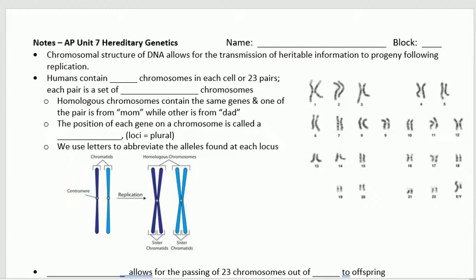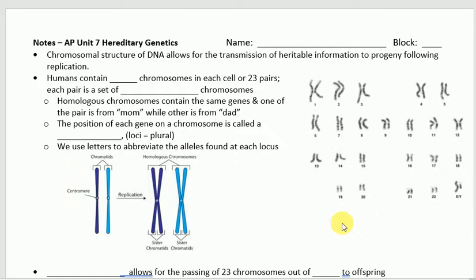Welcome to Lecture 1 of Unit 7. We're going to start talking about hereditary genetics. Before we get started, I want to make sure that you understand that there will be mitosis questions on this test too. You need to be able to use the mitosis information in order to answer the meiosis questions. So let's get started.